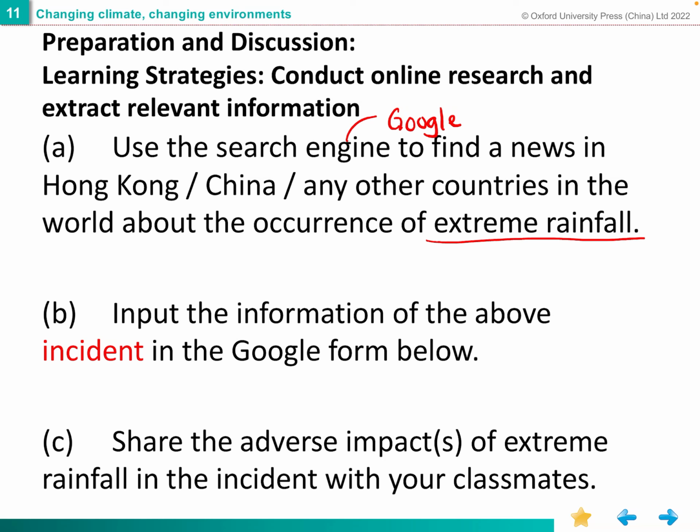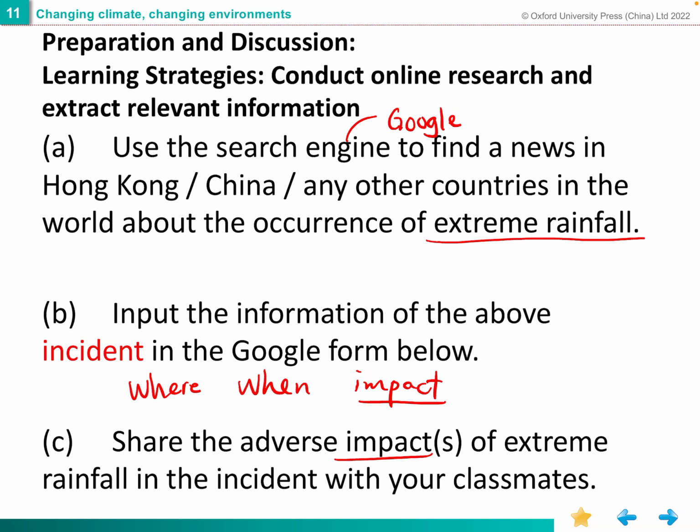So I have a typo. Please change the word incident, I typed it wrongly. Input the information about the rainfall in the Google form. In the Google form, I set some questions for you. You have the QR code and the link, please input. For example, which place, where, when, and then the impact. So I want you to share the impact caused by the extreme rainfall to the place. Please finish it.